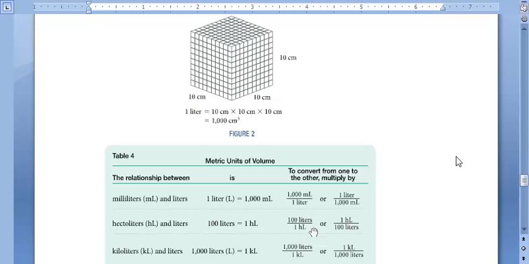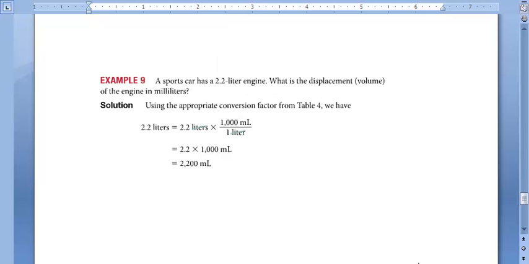Now this is also in your book. This is looking at metric units of volume. So there's a nice little picture that sometimes lets students see what metric units look like. But here's a conversion factor for metric units of volume. And here's an example of a problem.